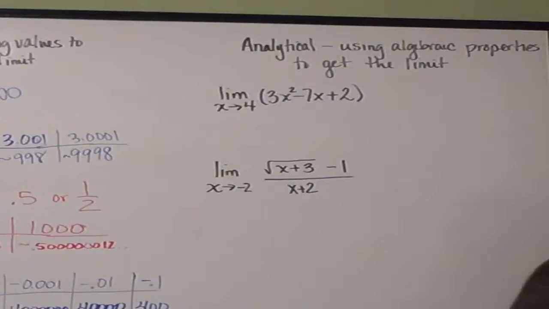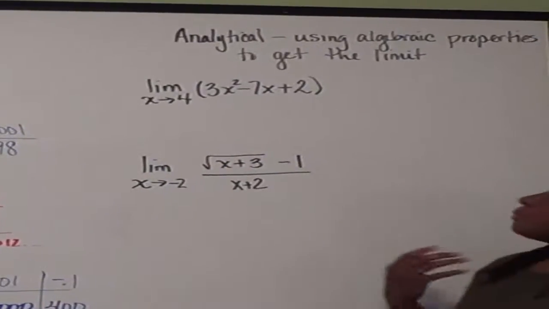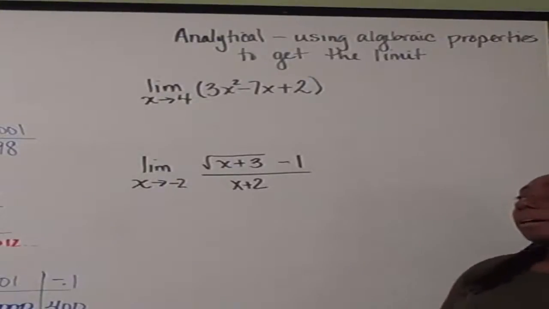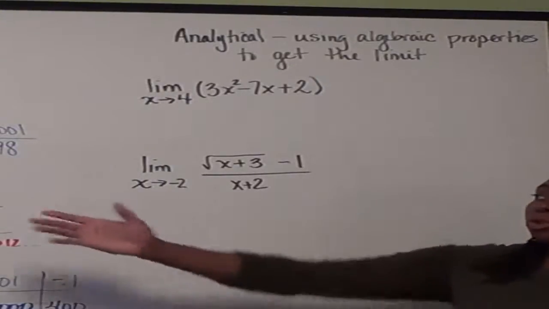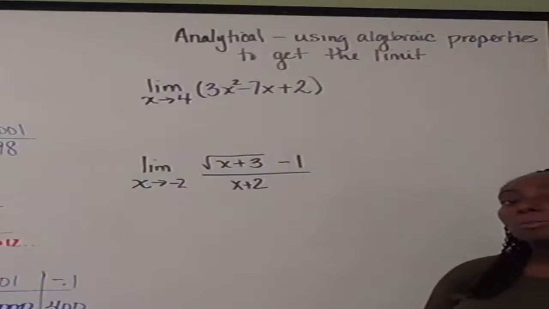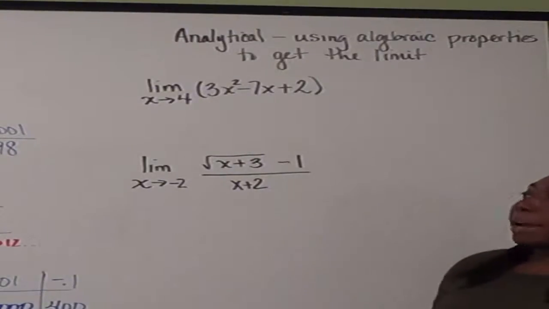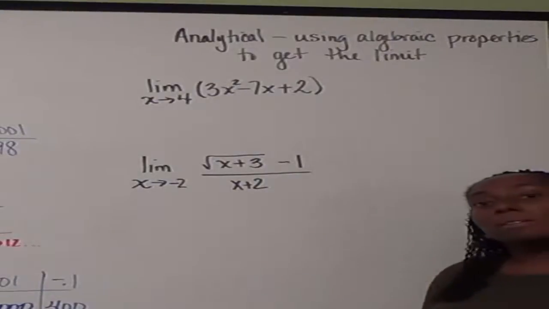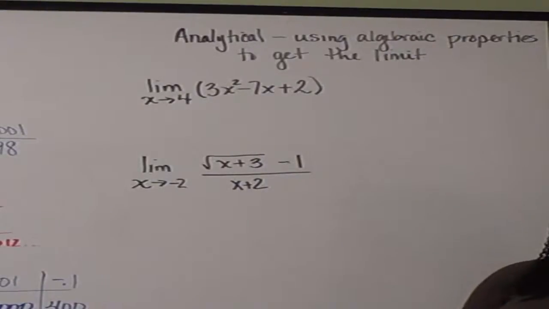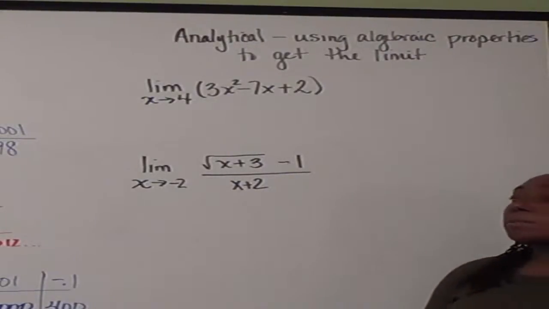All right, our last method that we're going to talk about is the analytic method. Okay, the analytic method basically uses algebraic properties to find your limit. And for the analytic method, again, some of these you could use other methods like your graphical or numerical. But the nice thing about the analytic is I don't have to. I can usually just look at the function and apply some basic properties and be able to determine the limits.